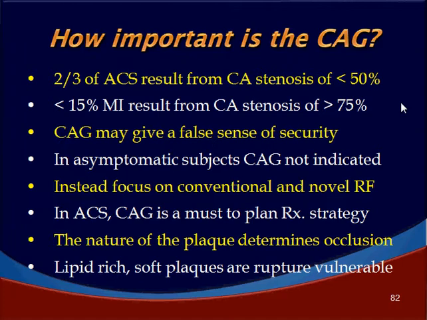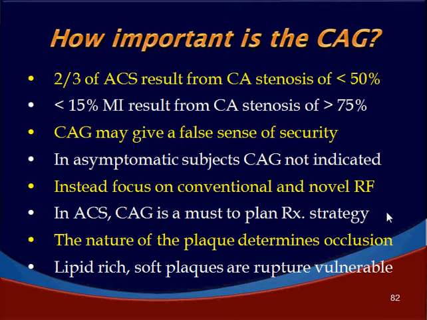acute events, they may at best have chronic stable angina. But those people who do not have sufficient flow limiting stenosis but have vulnerable plaques, they will succumb suddenly due to an acute coronary event. Coronary angiogram may give a false sense of security because it cannot document the vulnerable plaque or stable plaque. It can only say the degree of narrowing and the flow limitation. In asymptomatic subjects, coronary angiogram is not indicated. Instead, focus on conventional and novel risk factors.